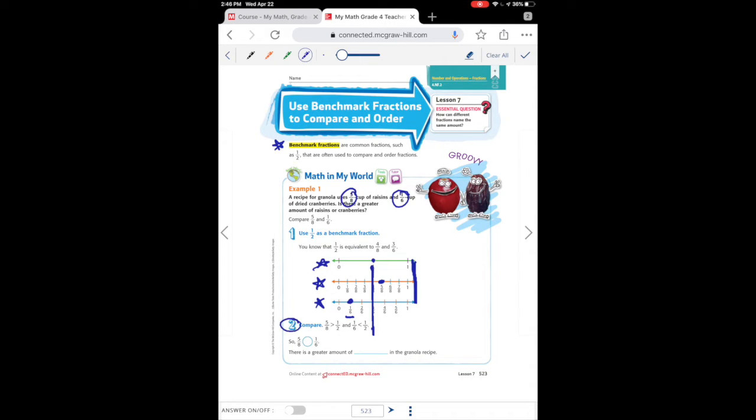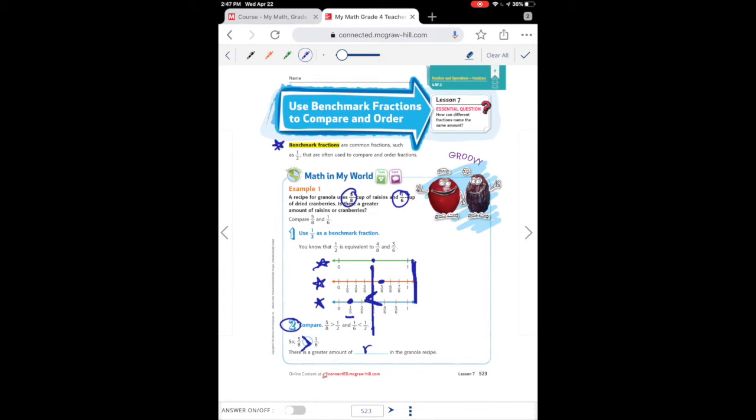So number 2 says to compare, 5/8 is greater than 1/2, and 1/6 is less than 1/2. So what that means is 5/8 is automatically greater than 1/6, because 5/8 is greater than 1/2 and 1/6 is less than 1/2. So 5/8 is greater than 1/6. So there is a greater amount of raisins in the granola recipe.